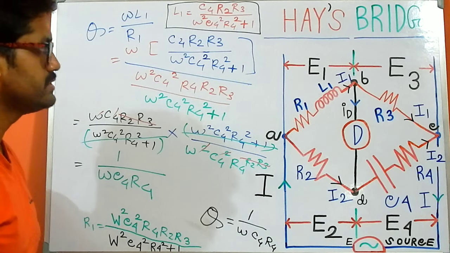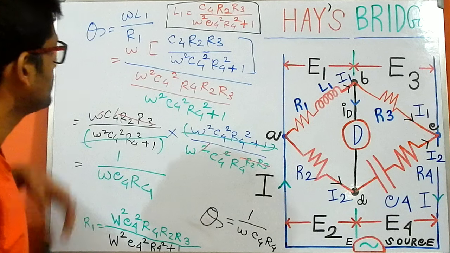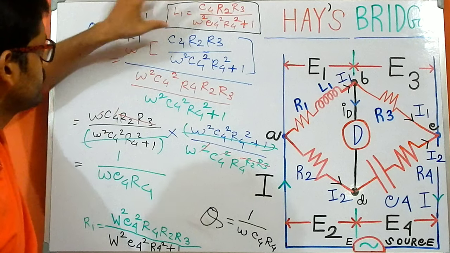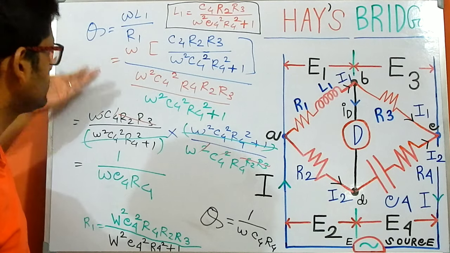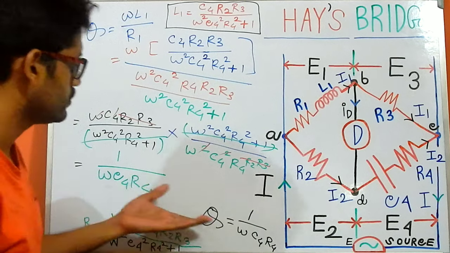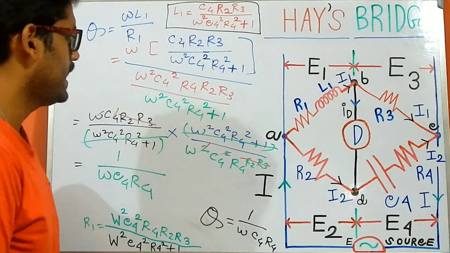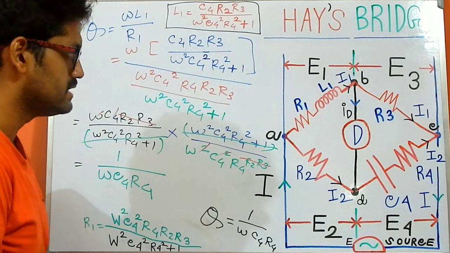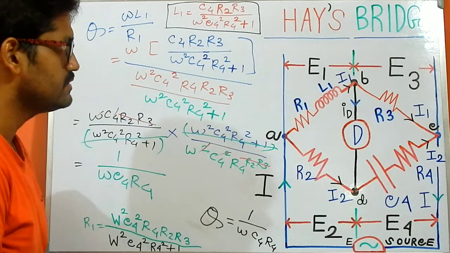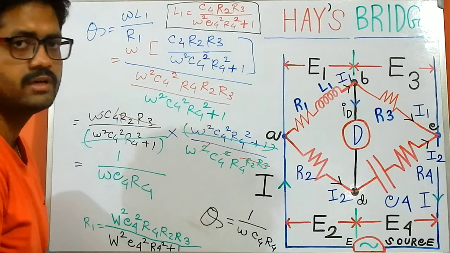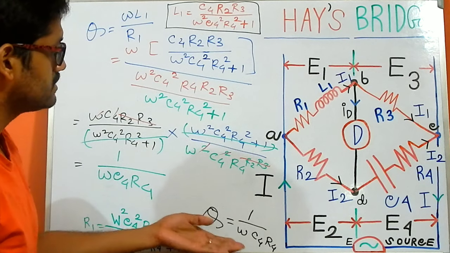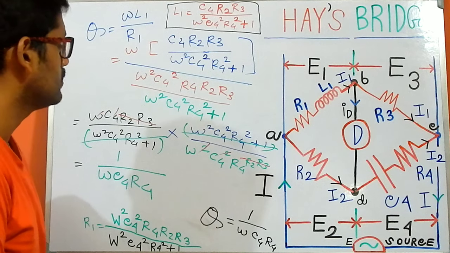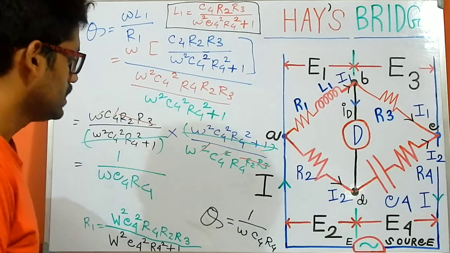I once again need to summarize this portion. First, I have got the expression of R1, and this one is our expression of L1, and I have just completed the expression of Q factor over here. By looking at the expressions of L1 and R1, we can see that this bridge is directly dependent on frequency, as the omega factor is present in the expressions of L1, R1 and Q factor.